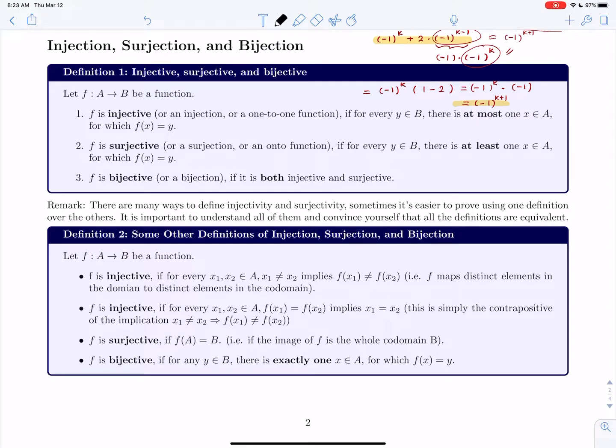Hello everyone. As requested by a lot of students, today I'm going to make a short video about injection, surjection, and bijection. Hopefully it's going to be short.